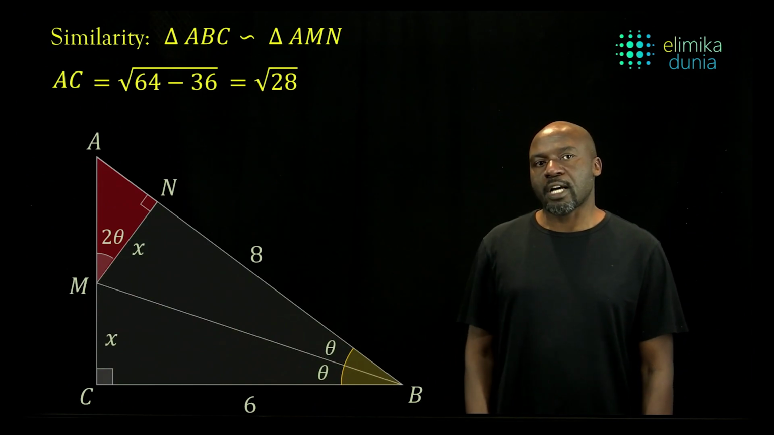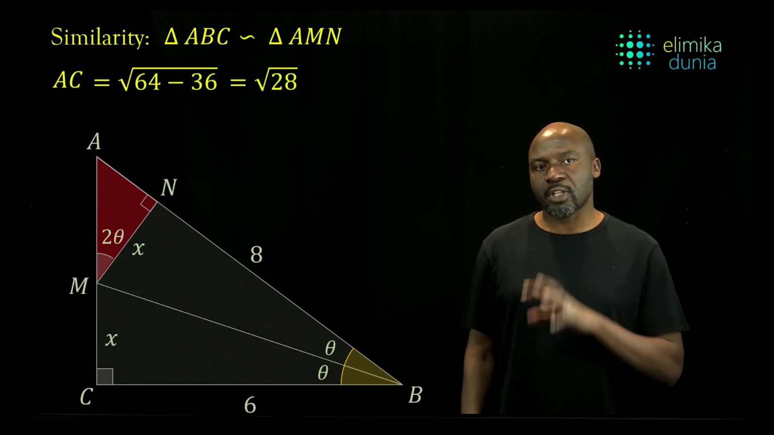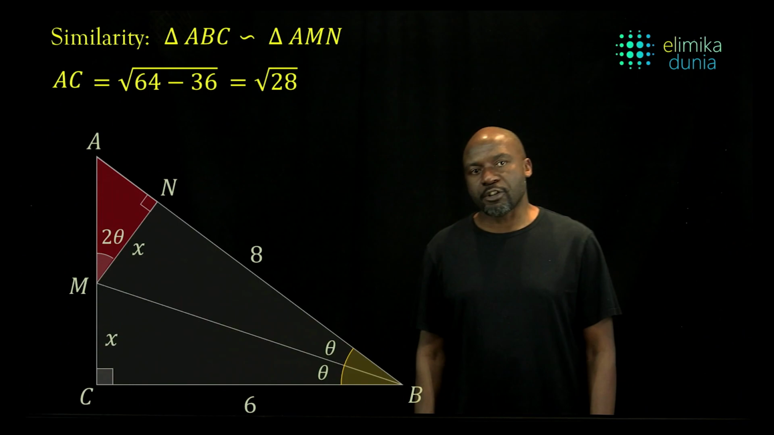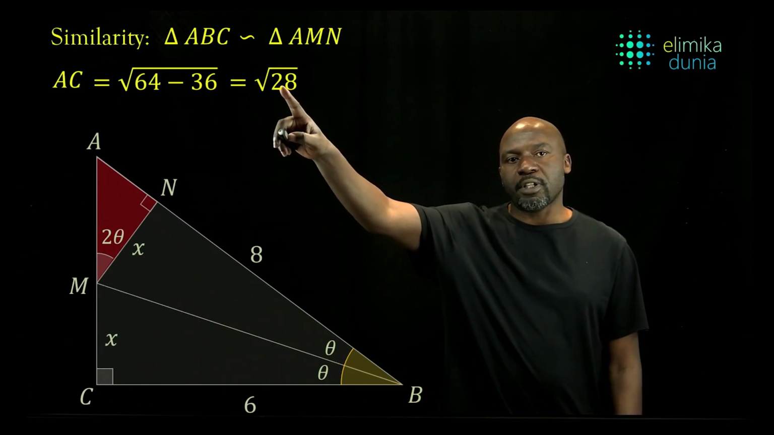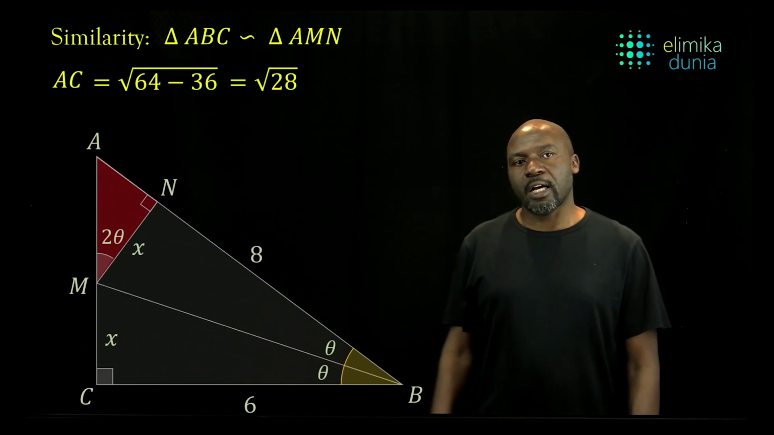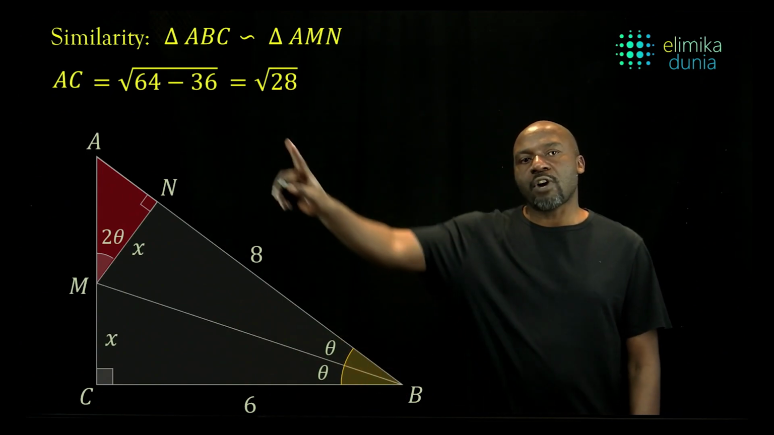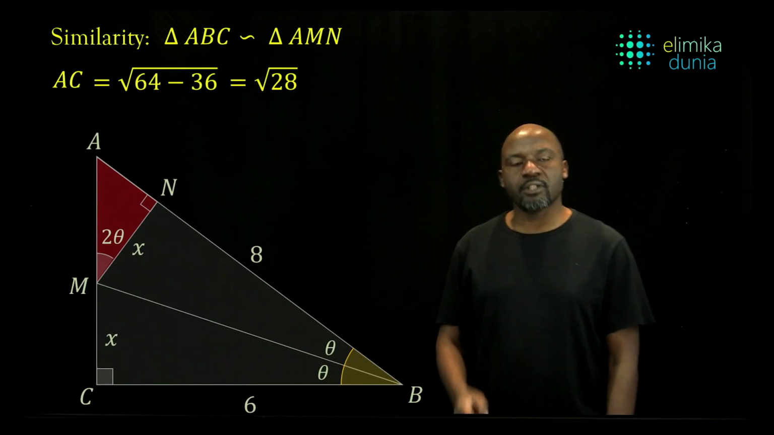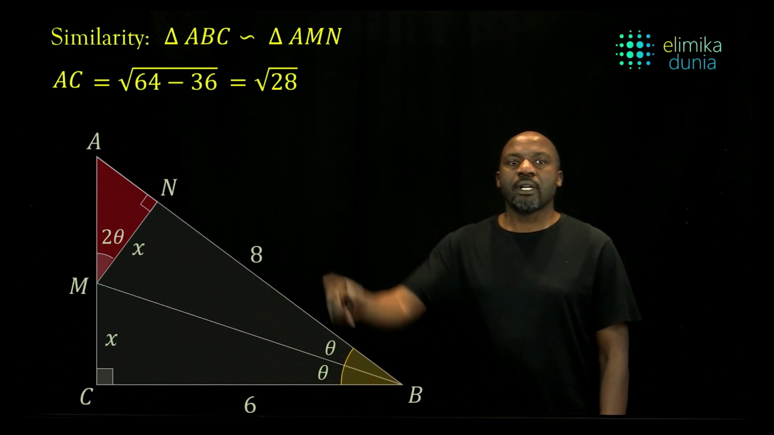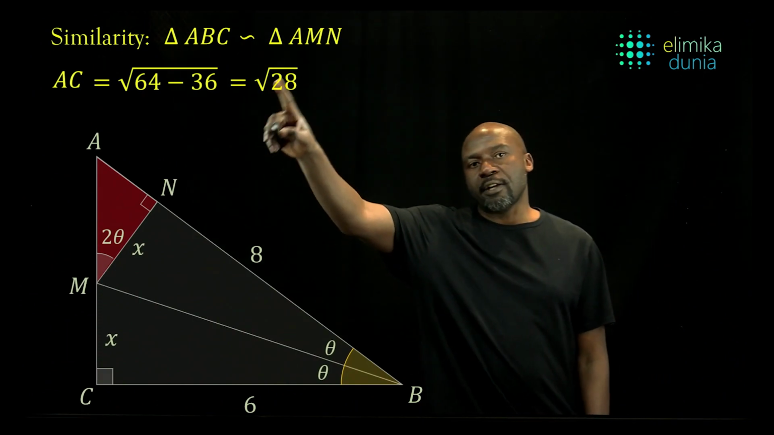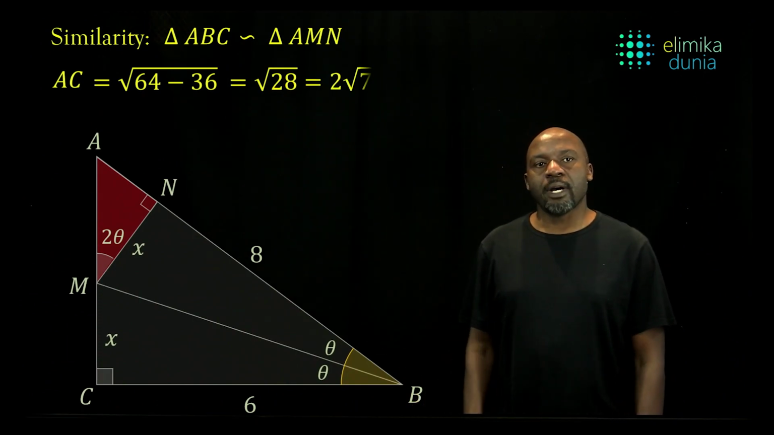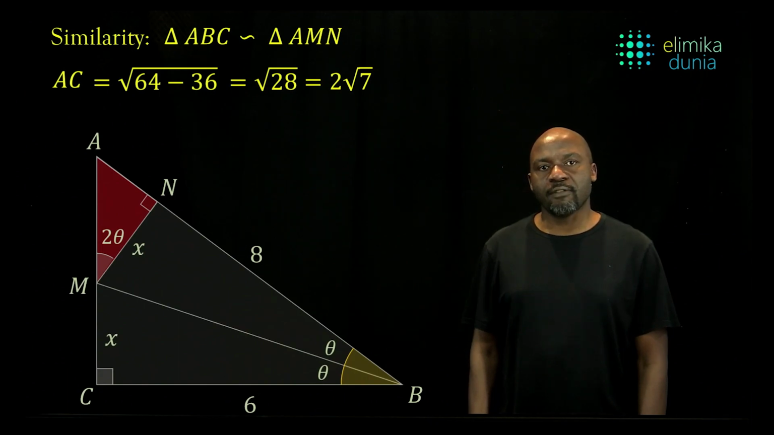28 is 4 times 7. I'm trying to reduce that into a smaller irrational number. 4 is a perfect square, so I can write this as 2 root 7. It's not a must, but it makes calculations easier later when we have smaller radicals. So this is the same as 2 root 7.